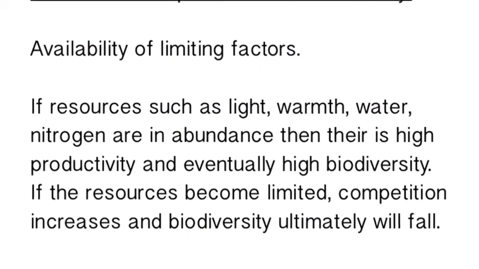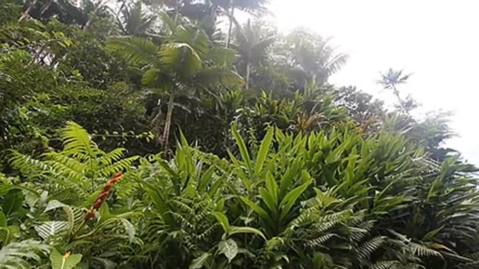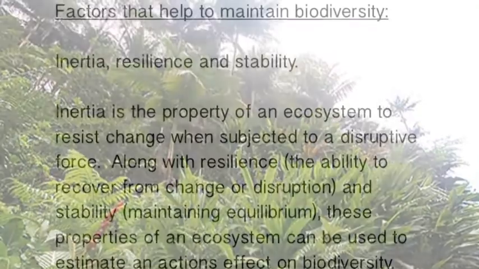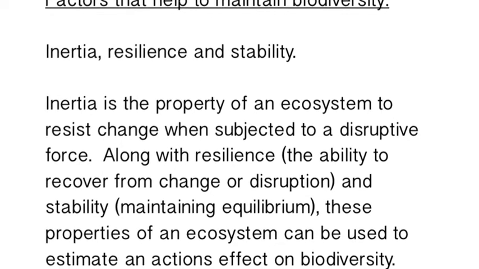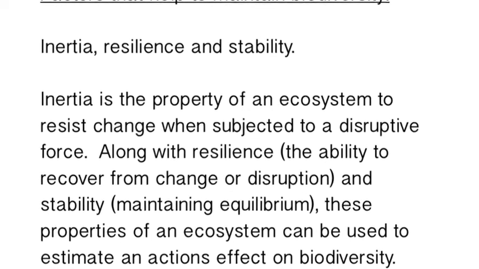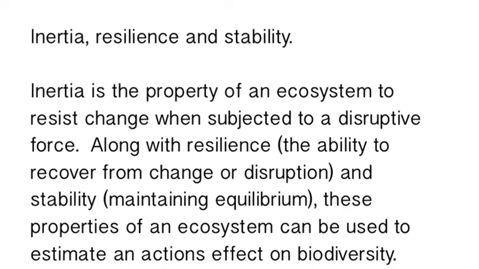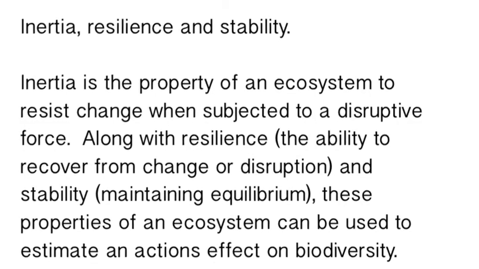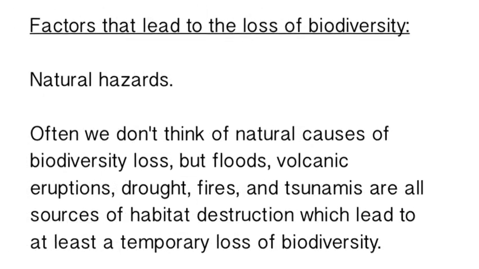So the further it's gone through succession, the better. The availability of limiting factors. You go somewhere like a rainforest where there's lots of light and warmth and water and nitrogen, then you have a whole bunch of biodiversity. If you have a lot of limiting factors, you don't. And then finally, inertia, resilience, and stability. Inertia is the property of an ecosystem to resist change. Resilience is the ability to recover from disruption, and stability is the ability to maintain equilibrium. When you have those three things, you have biodiversity.